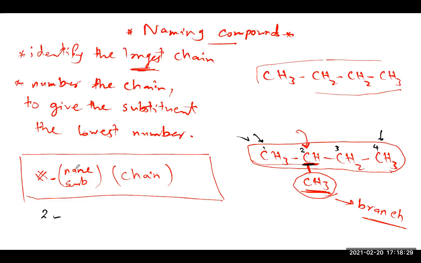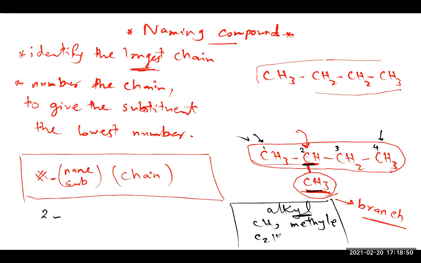Now the name is the name of the substituent. The substituent is CH3. And this compound, CH3, is called an alkyl group. If we have CH3, it is one carbon, so it will be methyl, and we need to add only the YL, so it will be methyl. If we have C2H5, this one will be called ethyl. And if you have C3H7, this one will be propyl.